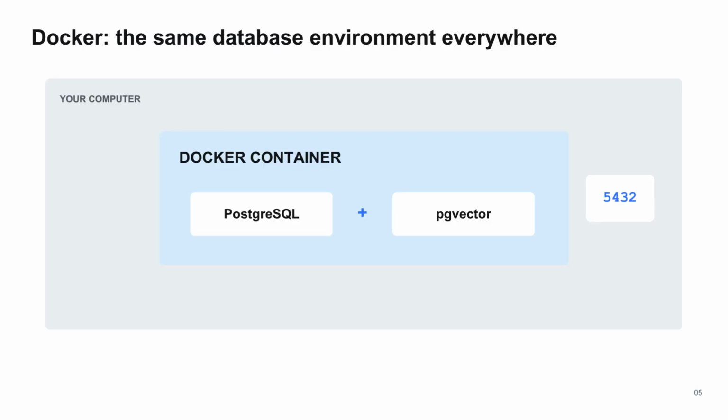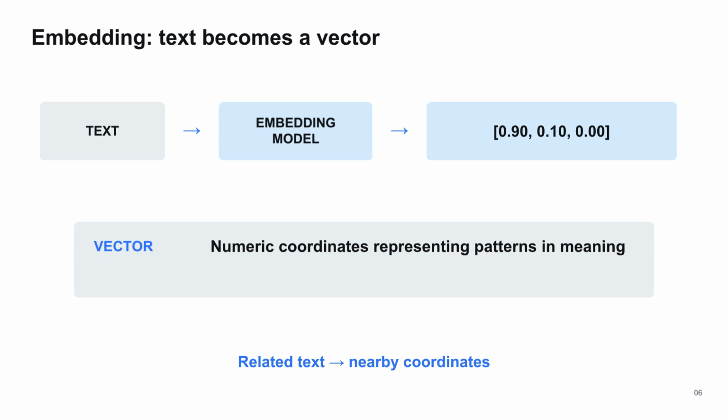A Docker container is an isolated running package. It contains PostgreSQL and pgvector. Port 5432 here is the connection door used by the application. Docker makes local development repeatable, but it does not by itself provide production high availability.